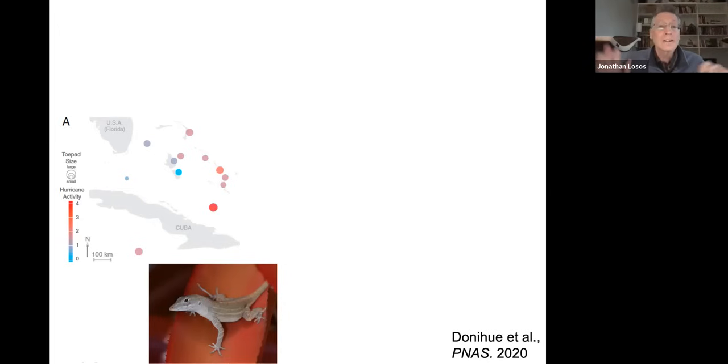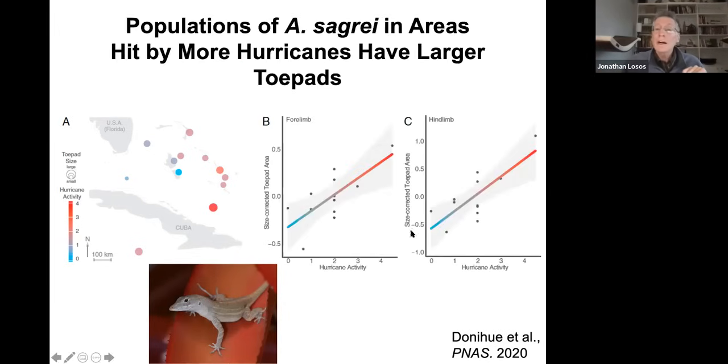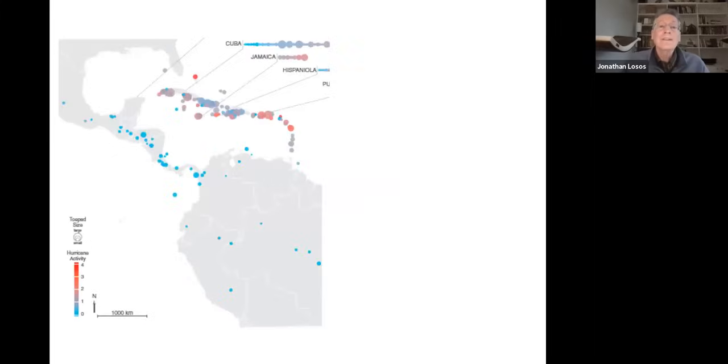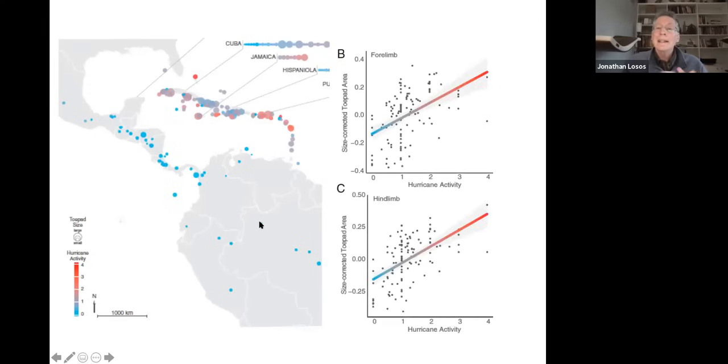And then he went and measured toe pad size. And sure enough, populations on islands that had been hit harder by hurricanes had larger toe pads across 13 populations of brown anoles. Then he did the same thing throughout the entire anole radiation in the Caribbean and Central America. And he gets the same result. Even if you exclude the mainland anoles and just look in the Caribbean, species on islands hit more by hurricanes have bigger toe pads.